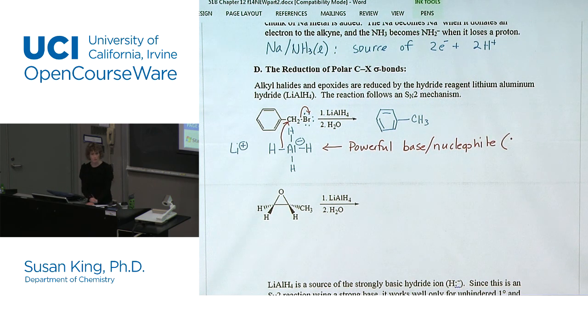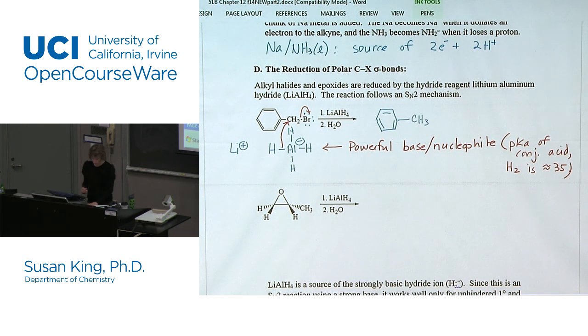And we know it's a very powerful nucleophile because this reaction is a very fast reaction. We know it's a very powerful base. We look at the pKa of the conjugate acid. The conjugate acid is H2 if it acts as a base, and that is approximately 35. And so we know it's also a very powerful base.